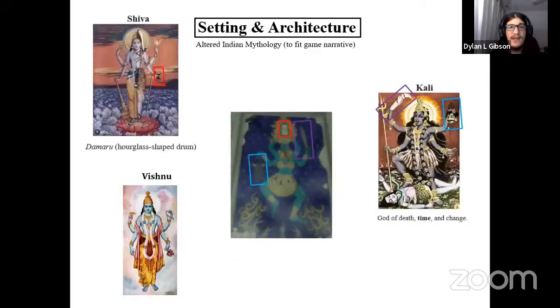So usually in Indian mythology or religion as well, at the top left there, we have Shiva, and he has an instrument that looks like an hourglass, but it's actually a drum. It's the Damaru, the hourglass-shaped drum. And I think that's where they drew the inspiration from. So they played around with the drum idea, but turned it into an hourglass because time is an important, main theme in the Prince of Persia games.